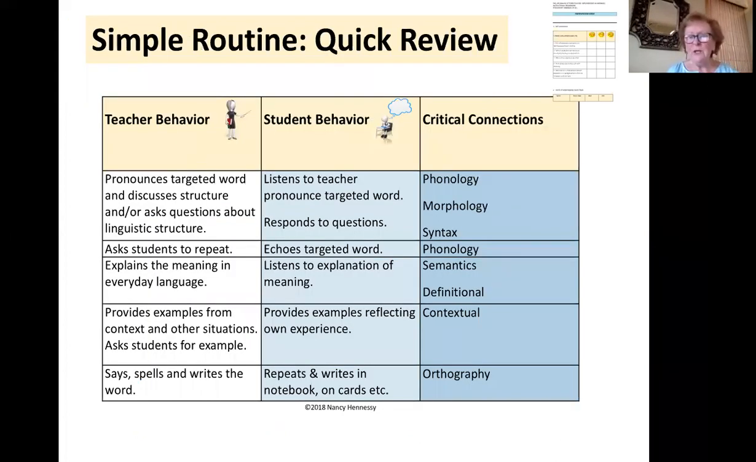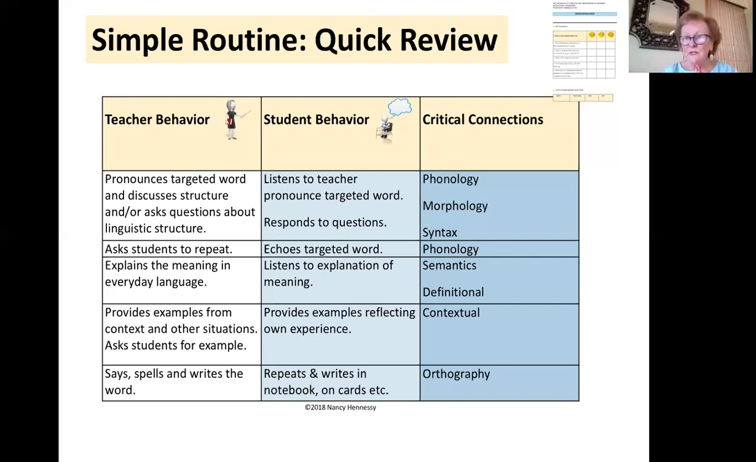Okay. Once we have developed that definitional and contextual information, once we have the language to convey to our students, then we use a simple routine in which we introduce the word to our students. So I'm going to briefly ask you to think about the teacher behavior column here. This is what I would be doing. There's a student behavior column. We need to teach our students what we expect their response to be. And then I've given you critical connections because remember, when you really know a word, you know its phonology, its orthography, its syntax, its semantics, and so on.